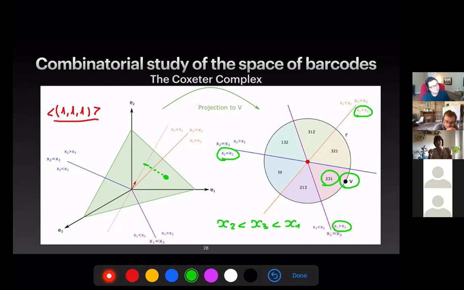So again, if I start with my vector x here, I have one coordinate given by the projection to the red line, and then two coordinates, the radius coordinate r, and then this angular coordinate v. But instead of keeping the angular coordinate, I'm going to forget about it and just consider the permutation associated to it. So basically, these hyperplanes will decompose your sphere here, the circle, into n factorial parts because of the symmetric group. And each of these corresponds to a permutation.